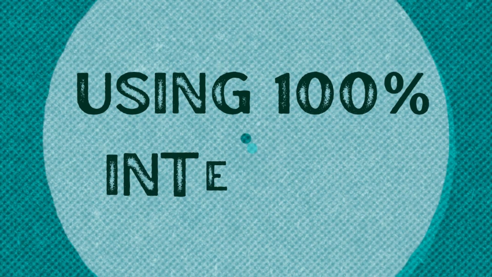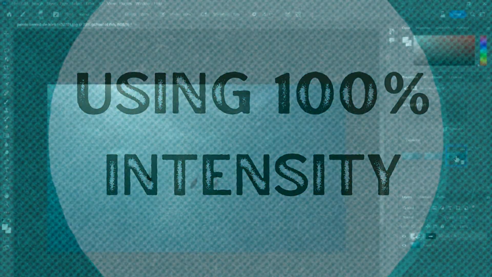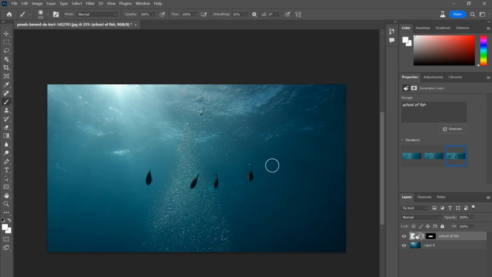And now we've reached mistake number 5, last but not least, using 100% intensity. What exactly does that mean? So let's say I had a photograph where it was taking place underwater and I just generated a school of fish in Photoshop beta. Now, looking at the photograph, the school of fish look very dark, and there's a little shimmer or glimmer of light coming from up above, and I want to show more of that lighting reflected in the school of fish, because right now they're just very dark and black, which is probably not very realistic.